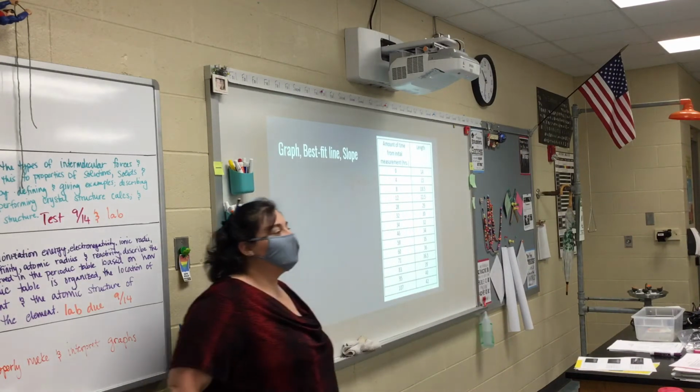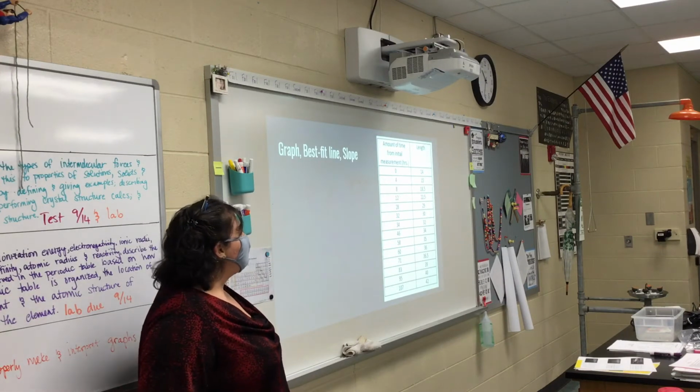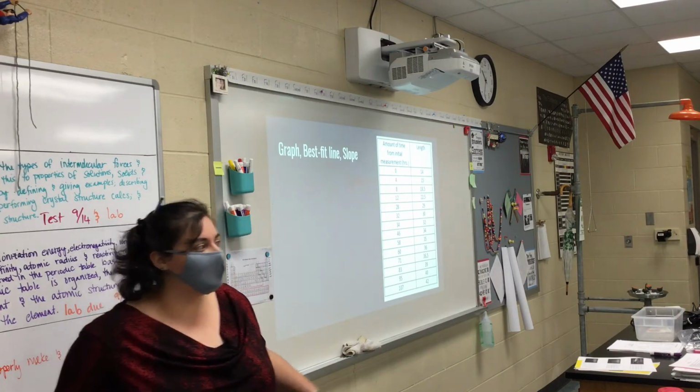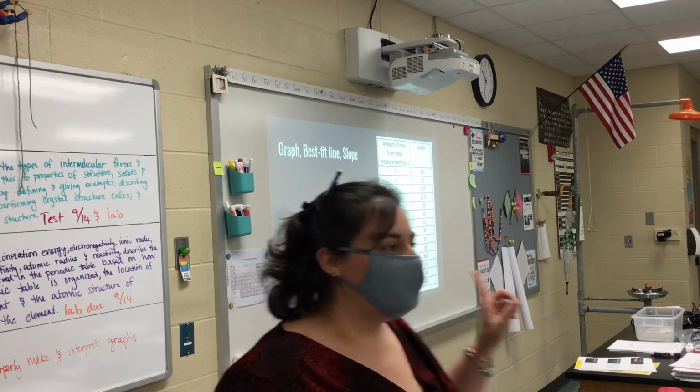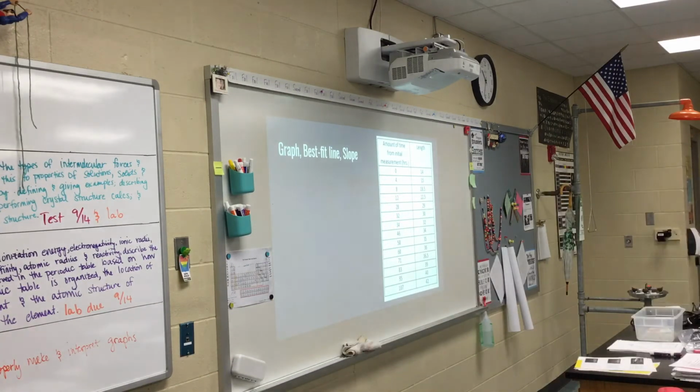So what I would like for you to do first is to take a few minutes, graph this data, draw a best fit line, calculate the slope. All right? So you're going to graph this data, you're going to make a best fit line, you're going to calculate the slope. If you need a calculator or a ruler, they're on the back counter.